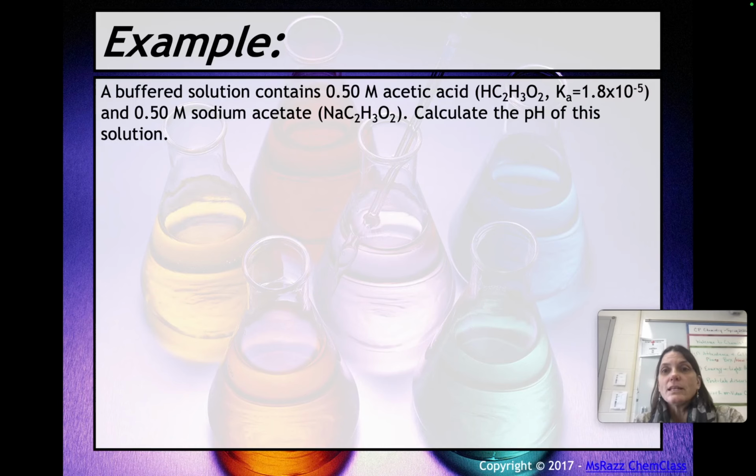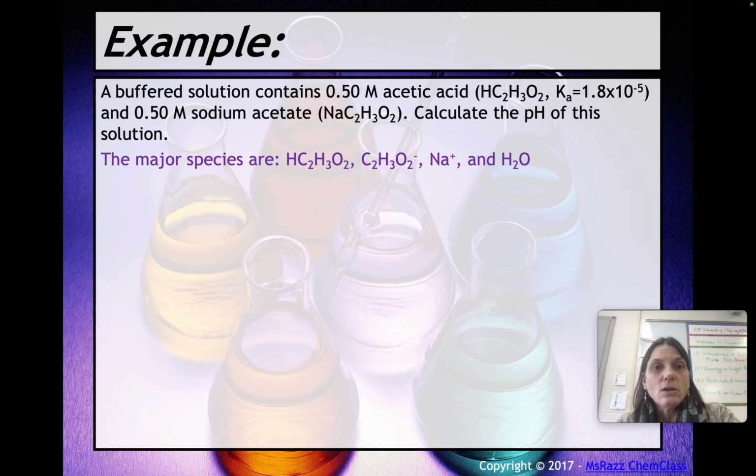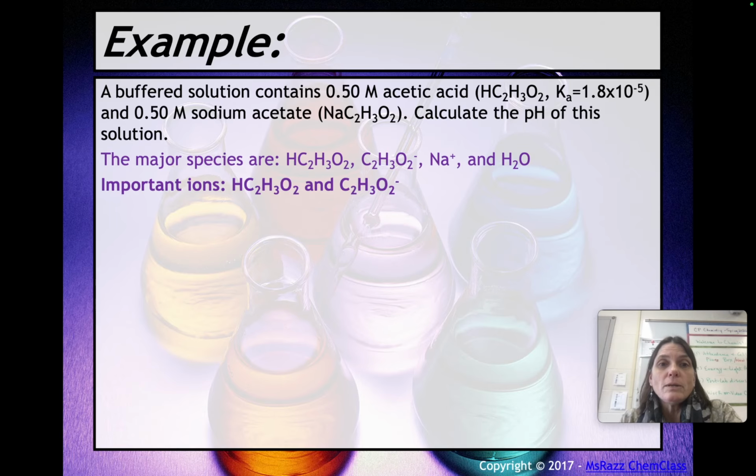Okay, here's our example we did in class. All right, so if we have a buffer solution, we have 0.5 molar acetic acid and 0.5 molar sodium acetate. We have a buffer. Ta-da! We have a buffer because we have weak acid, conjugate base. We want to know the pH.